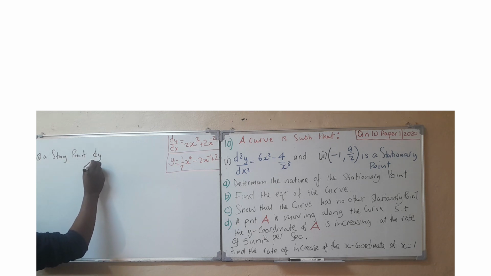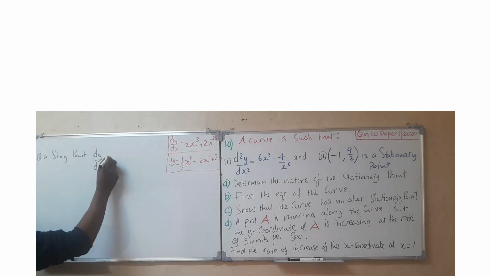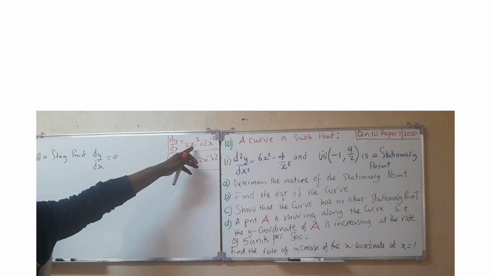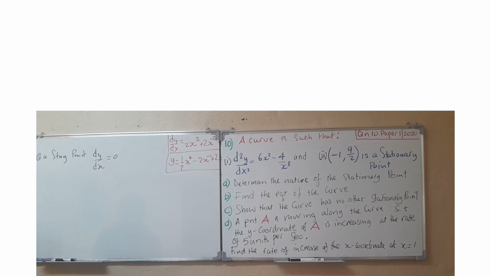dy/dx is equal to 0. You are trying to show the examiner that this is where I am working from. We don't just jump and say this is equal to 0. The examiner will say, where are you getting this from?